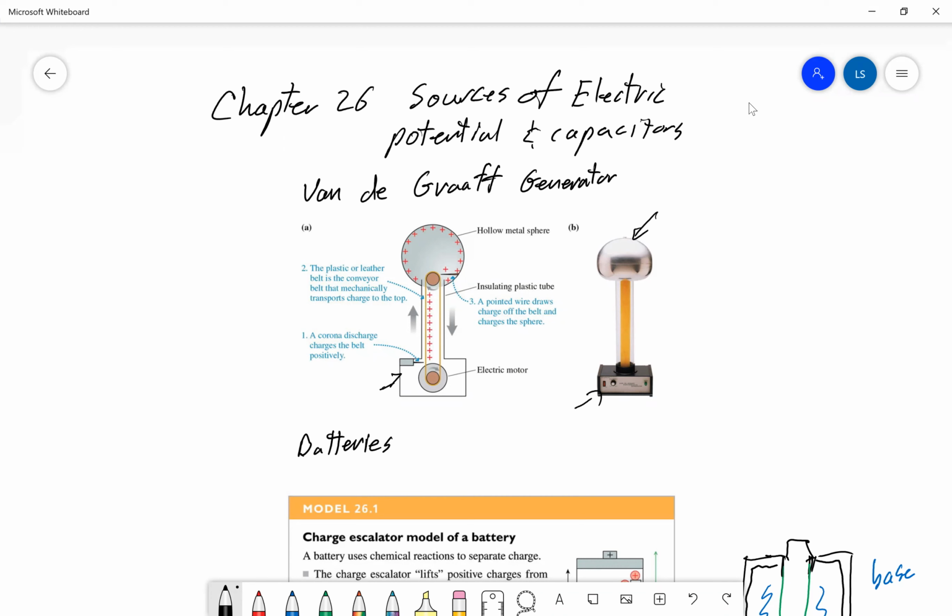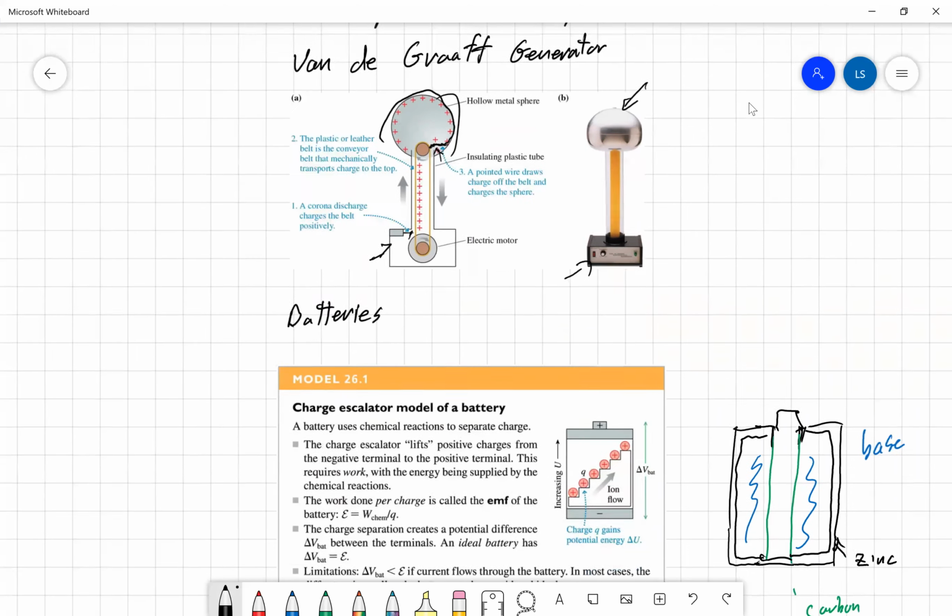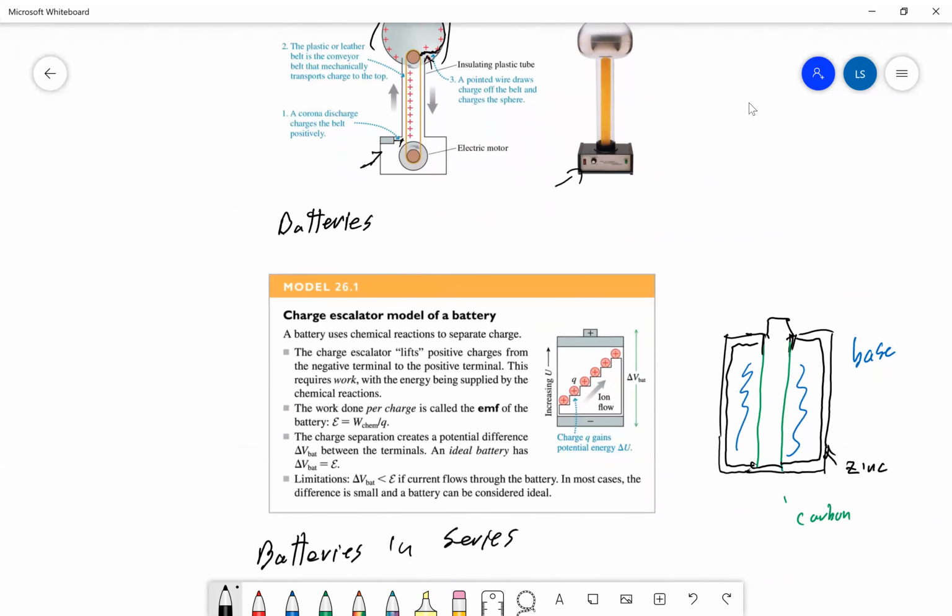Take this rubber belt, run it past that corona discharge, you put positive ions on the belt, and then because you have a larger potential on the belt than you do on this sphere, you put a little pointy thing out here, and the charges will be attracted to it and deposit themselves on the surface of the sphere. That's one way to get a potential difference through some sort of mechanical means. You don't really see this anywhere outside of physics lecture demonstrations, but that's one way we can do it. A far more common way is batteries.